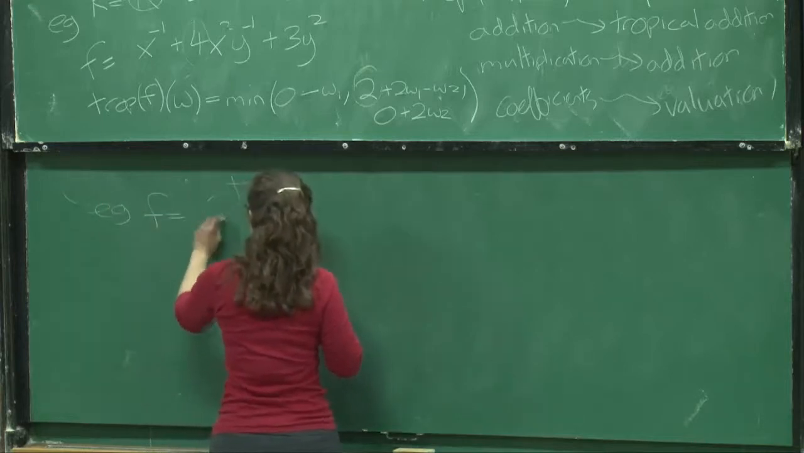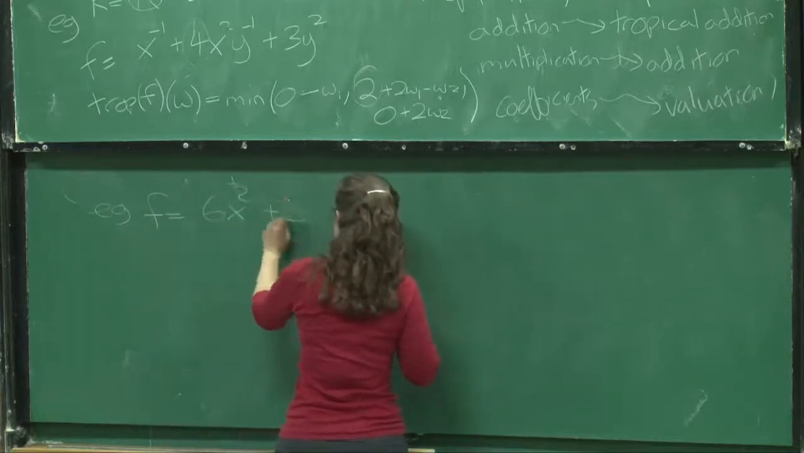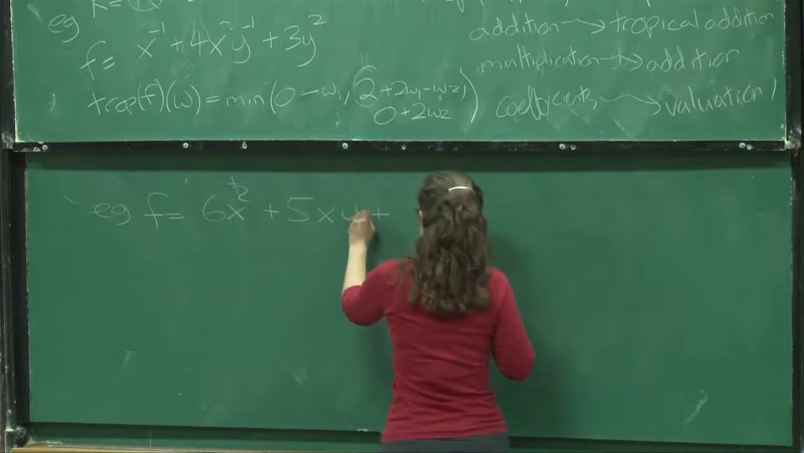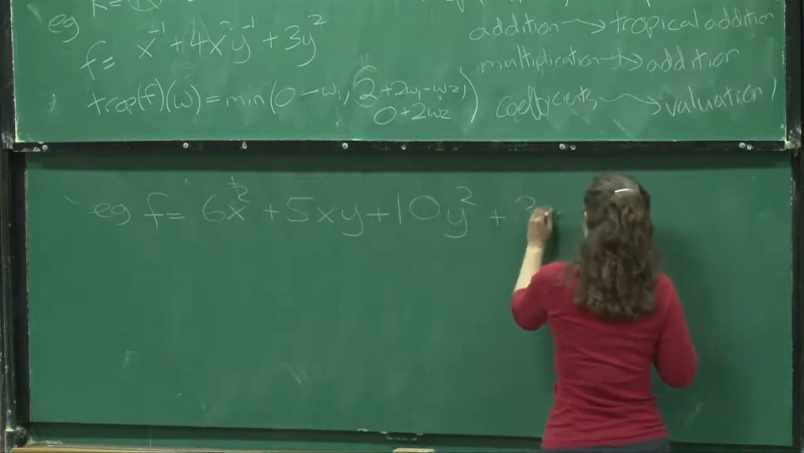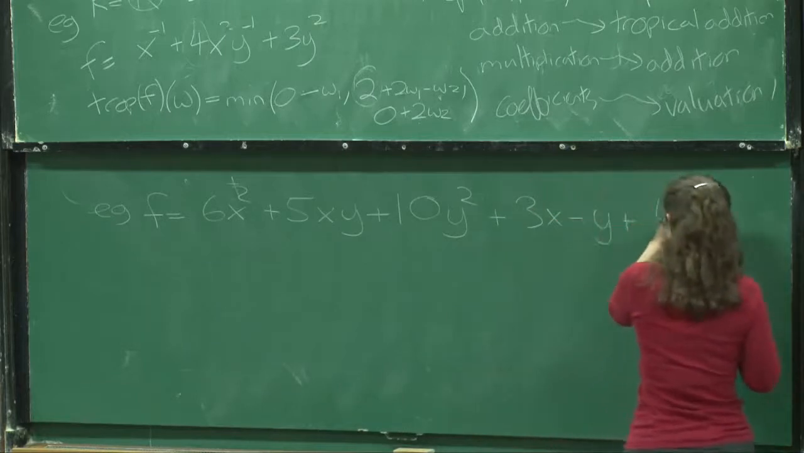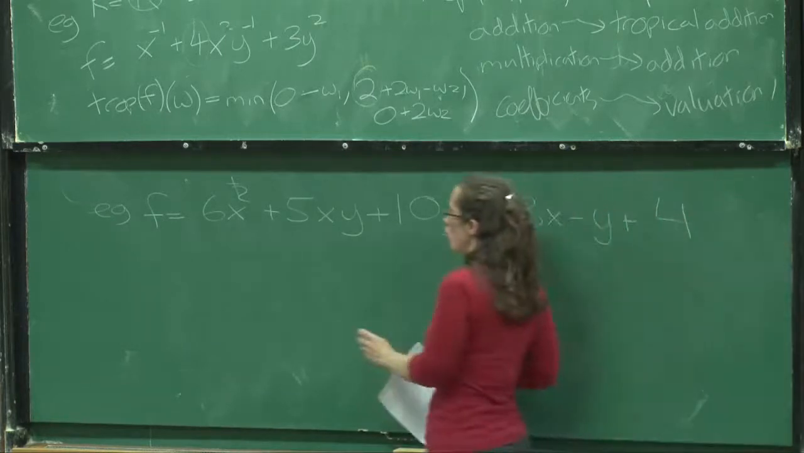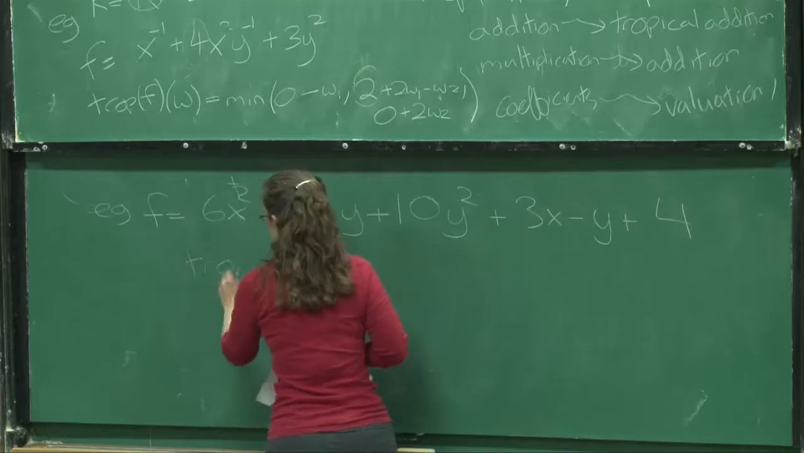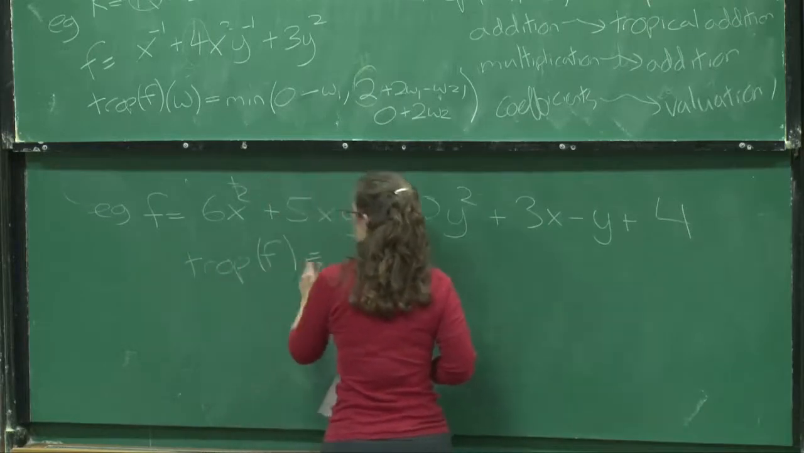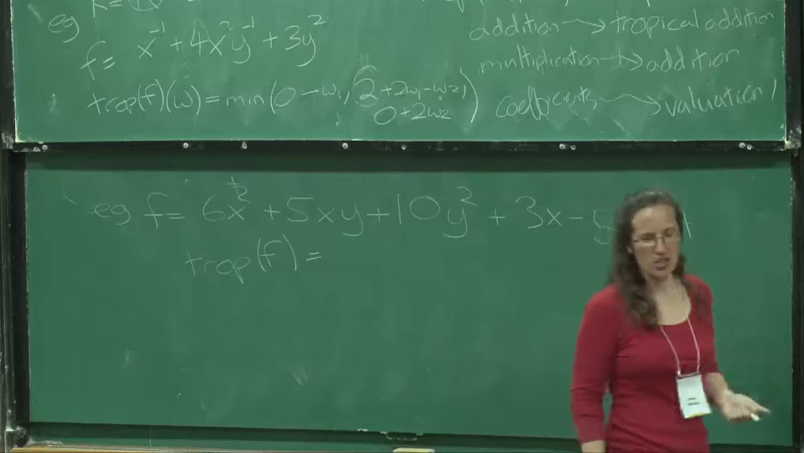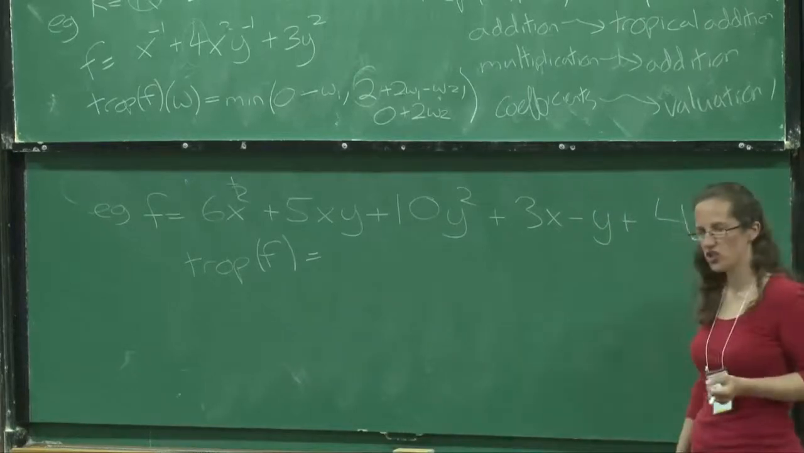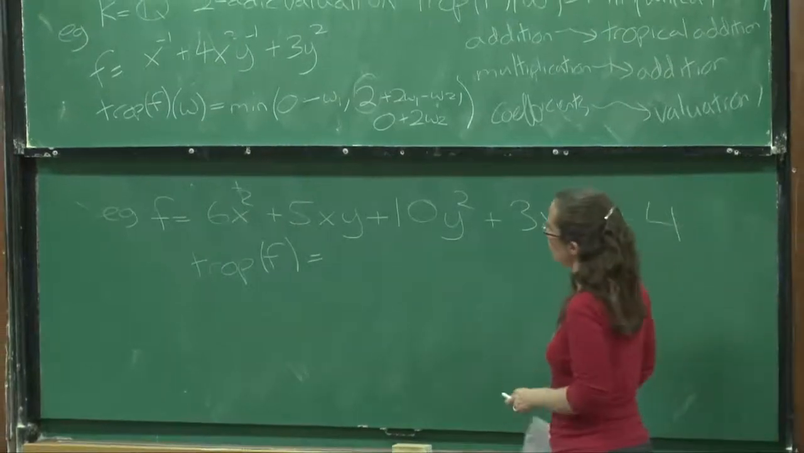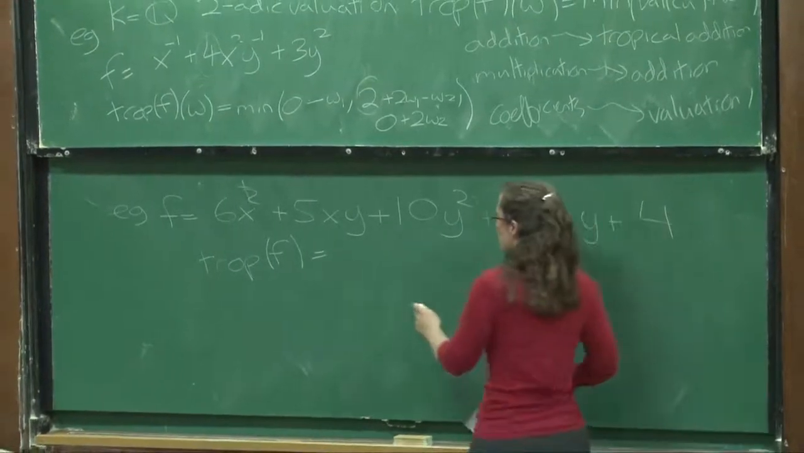So f is 6x squared plus 5xy plus 10y squared plus 3x minus y plus 4. Okay, so trop f is, I have to take addition, remember, to minimum, multiplication to addition, and the valuation of the coefficient. So again, I'm going to take the two-adic valuation.